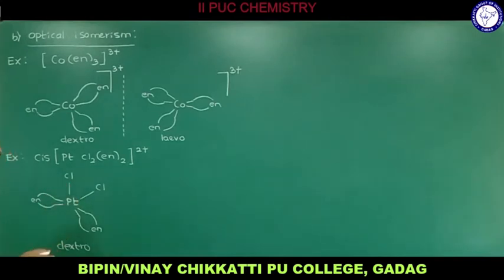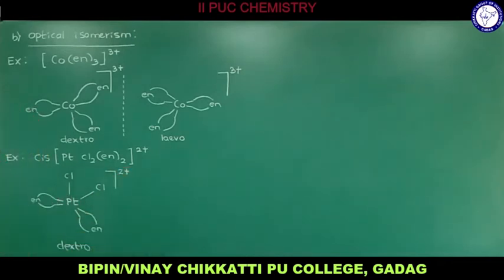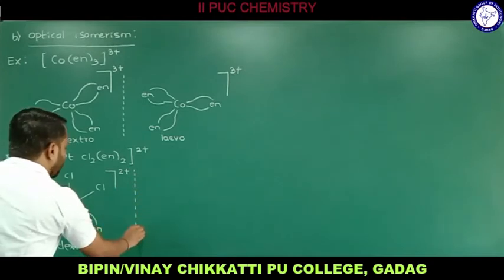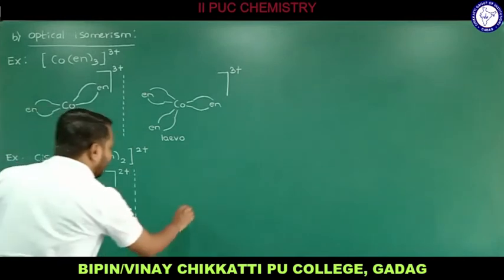This particular compound rotates the plane polarized light towards the right hand side. So don't forget the charge, that is the 2 plus we have. And if you place exactly a mirror in between this compound, and we have one more mirror image of that, that would definitely be levorotatory.